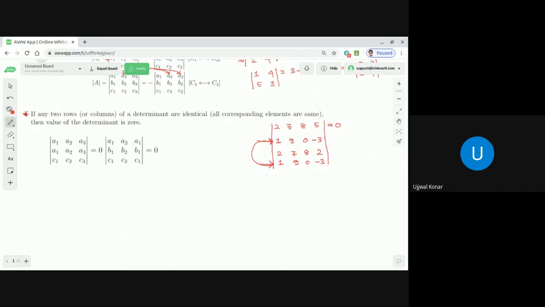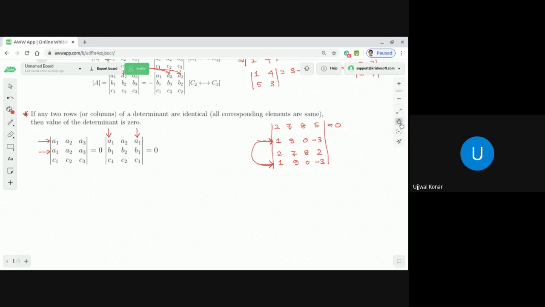But if you look at the two examples given, on the left hand side you see the row 1 and row 2 are exactly the same. The corresponding elements of row 1 are equal to the corresponding elements of row 2. Hence, the value of the determinant is 0. Similarly, if you see column 1 and column 3, the elements in column 1 are exactly the same as the corresponding values in column 3. So the value of the determinant is 0.